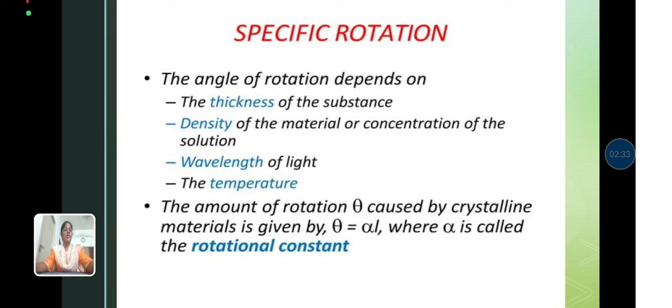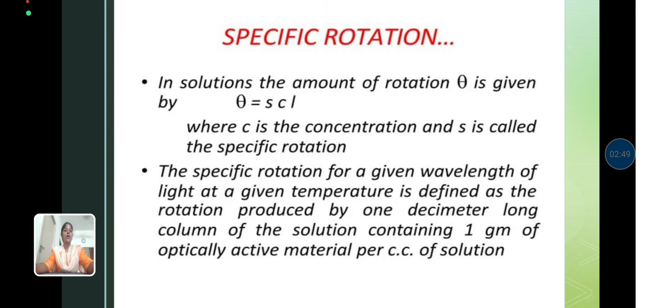The angle of rotation depends upon the thickness of the substance, the density of the material, the wavelength of light and the temperature. It is defined as theta equals alpha L, where alpha is called the rotational constant. Theta is also written as S C L, where C is the concentration and S is called the specific rotation.